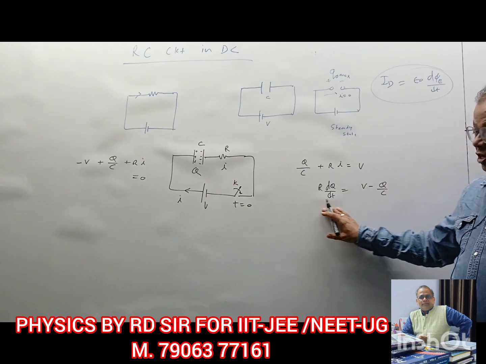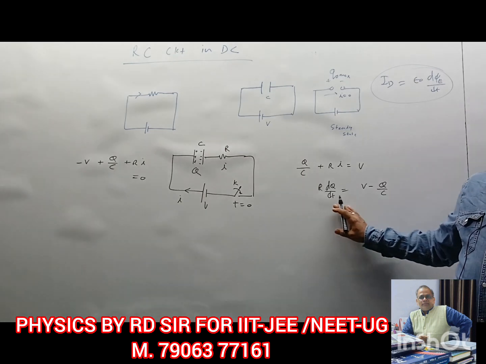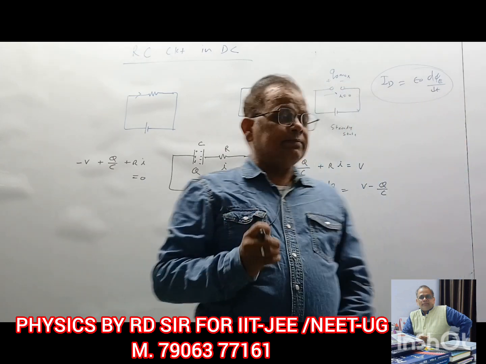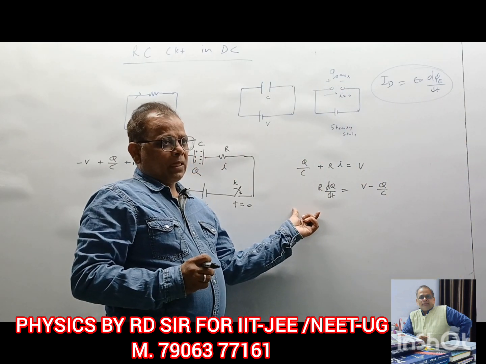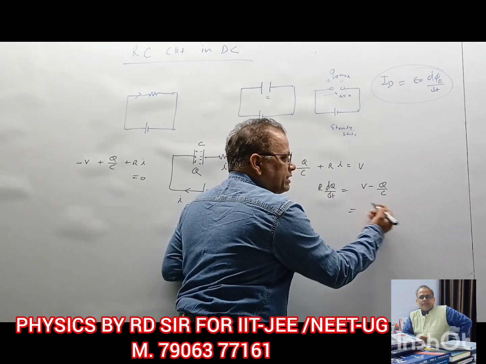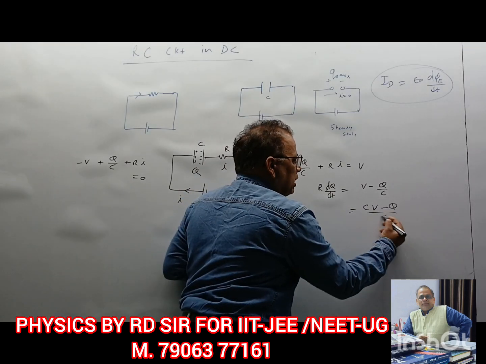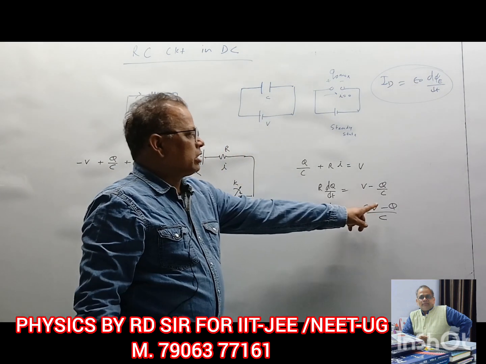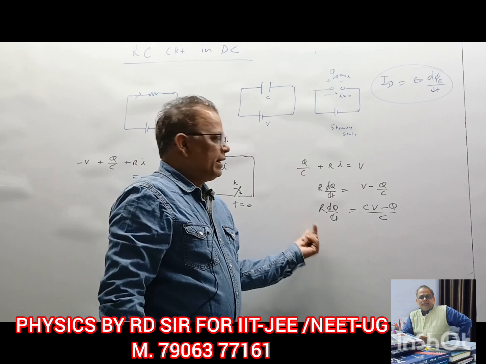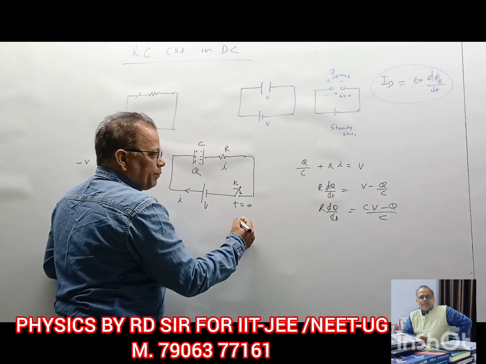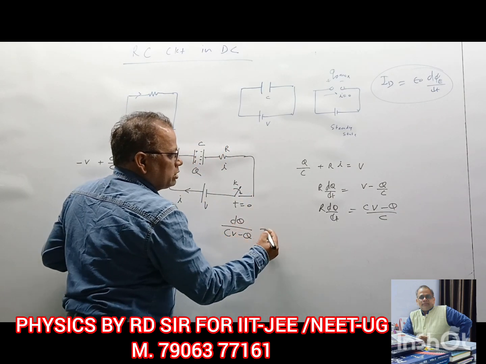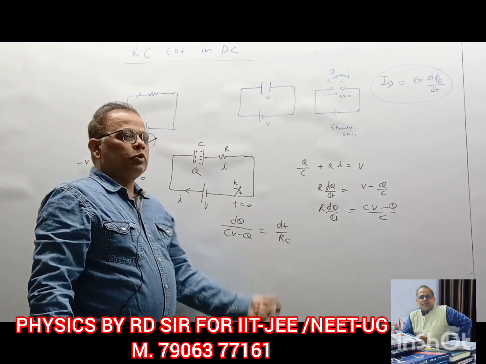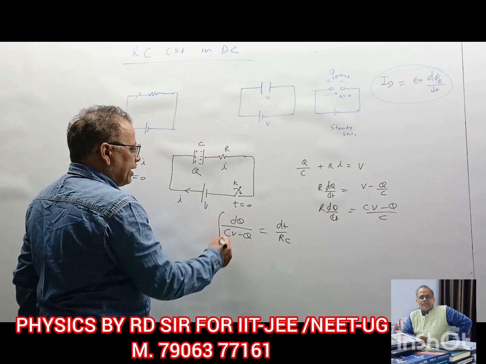Now, after separating variables we will integrate, because charge is the variable. We want to find charge as a function of time. After taking the LCM, we get (CV minus Q) upon C is equal to R dq by dt. Separating variables, the charge function goes to one side and time to the other, so dq upon (CV minus Q) is equal to dt upon RC. Everyone getting my point? Now we integrate both sides.